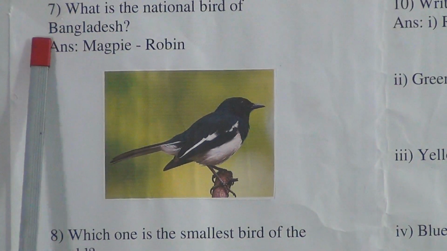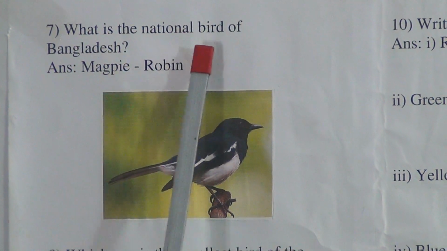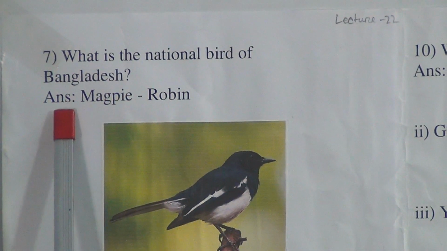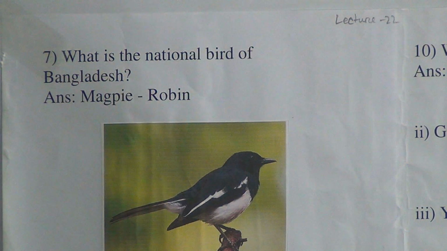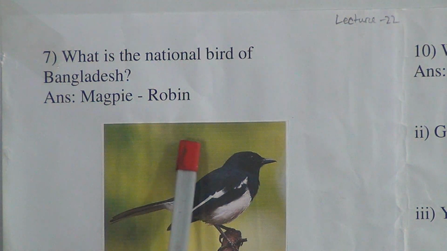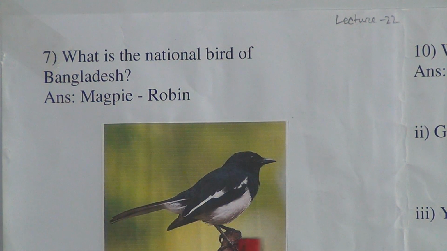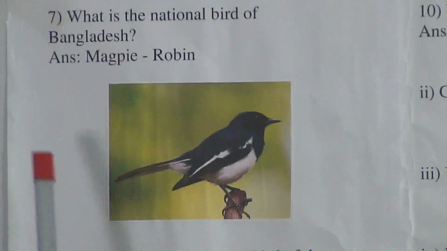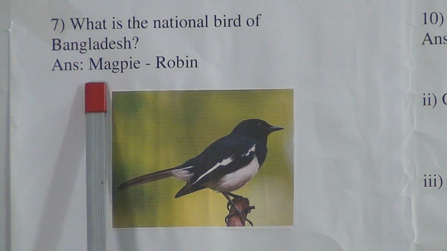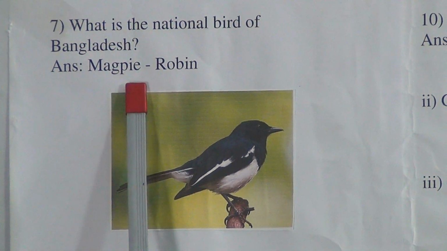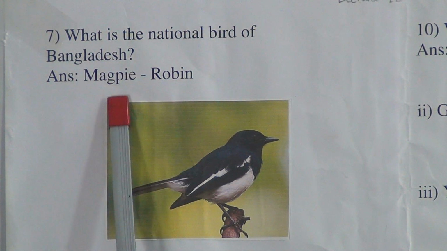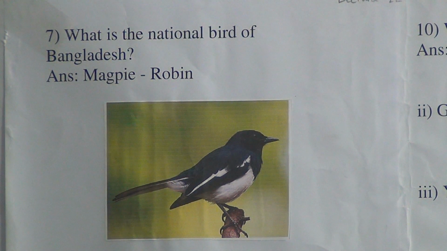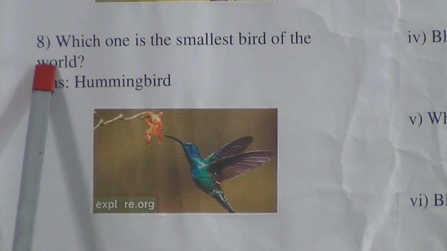Here is 7 number question. What is the national bird of Bangladesh? Answer is magpie robin. You can see here is the picture of magpie robin. Magpie robin spelling is M-A-G-P-I-E, magpie robin, R-O-B-I-N, robin. Magpie robin is our national bird.